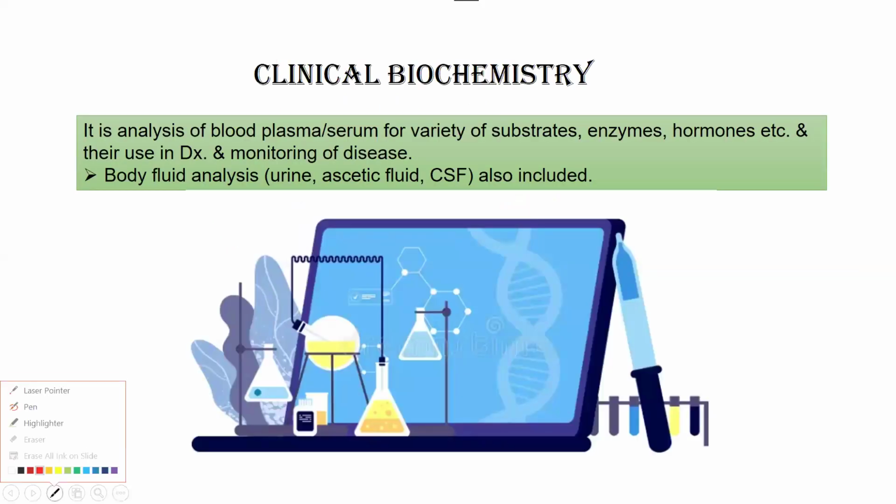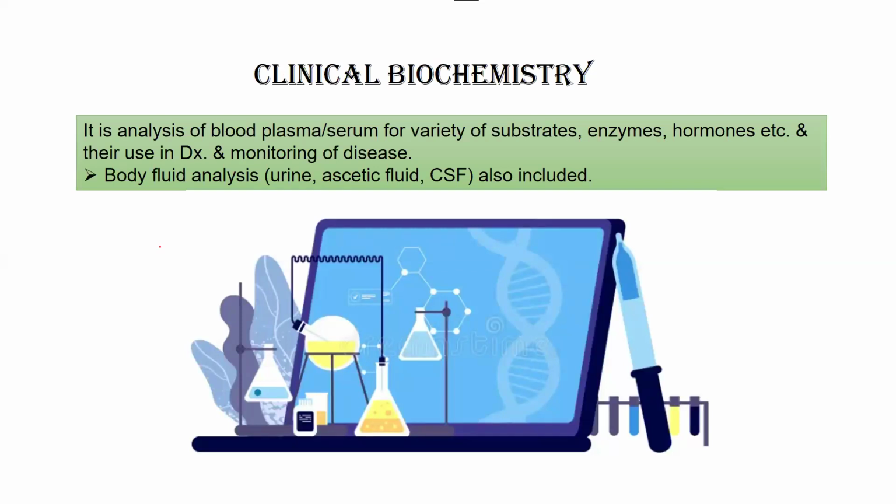First, we have the definition of clinical biochemistry. It is the analysis of blood plasma or serum for a variety of substrates, enzymes, hormones, etc., and their use in diagnosis and monitoring of the disease.